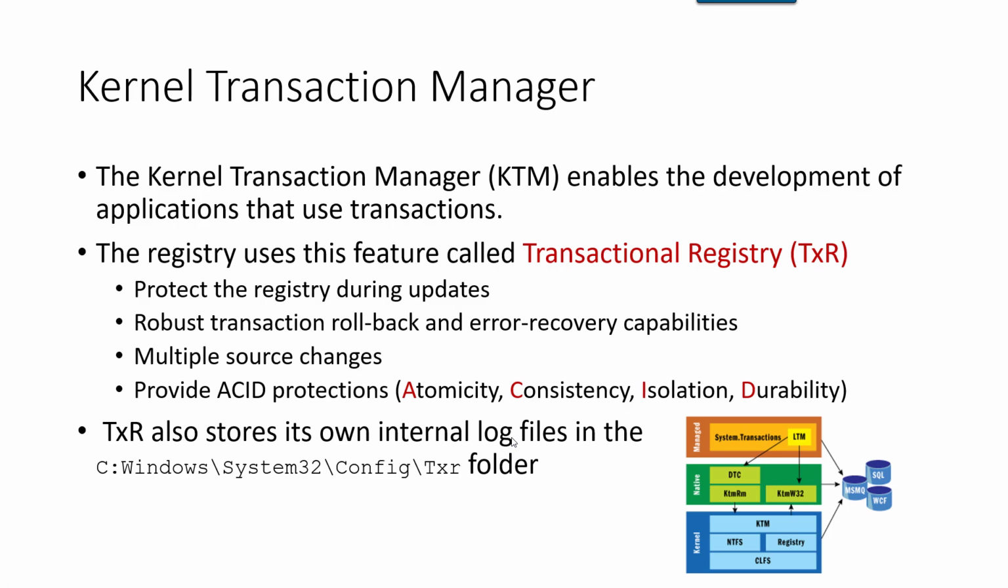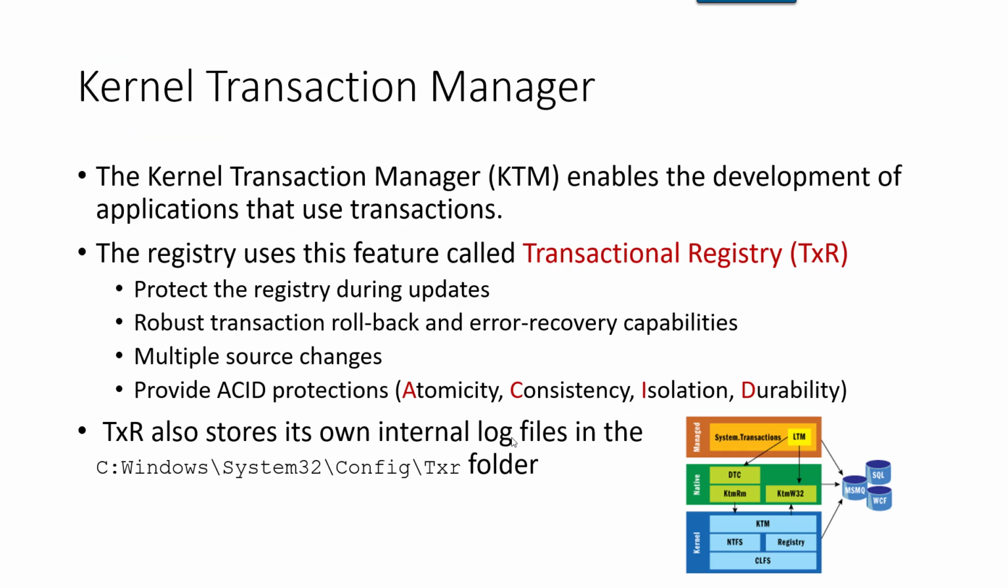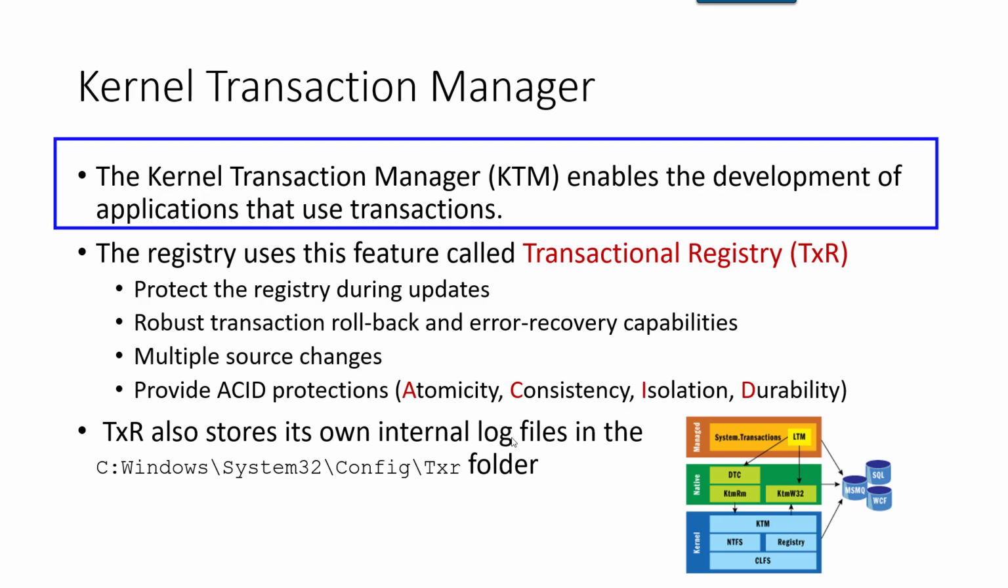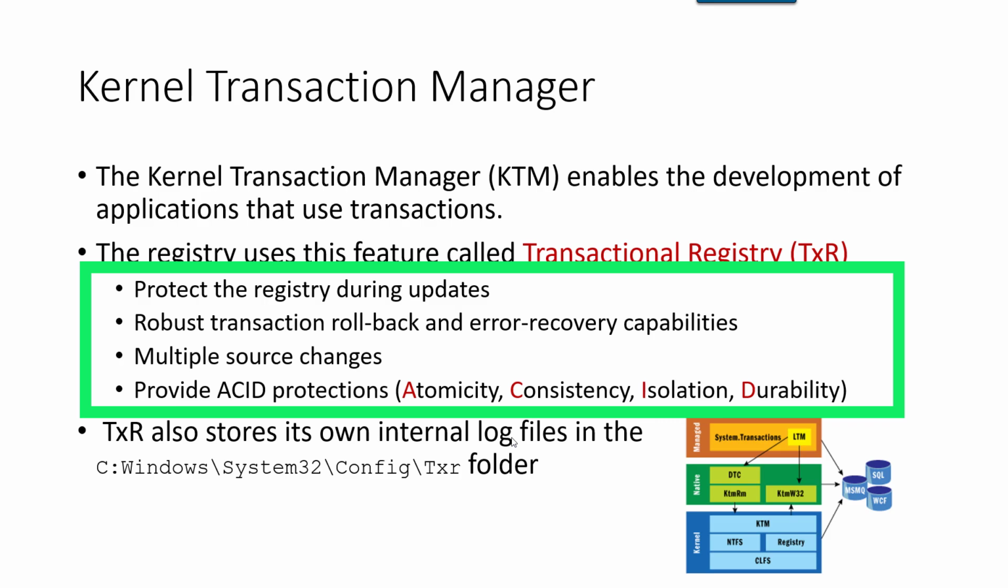The Windows Registry was a database and it was forever getting corrupted. Microsoft was taking some real heat because of this problem. It just wasn't consistent. With the advent of Vista, Microsoft introduced the Kernel Transaction Manager. This set the stage, or the platform, that allowed Microsoft to begin to take many things like NTFS and the registry and apply this transactional manager feature to these critical elements. So now the registry is protected during updates. It has robust transaction rollback and error recovery capabilities. It is protected from multiple source changes and it gives it all of the database ACID protections, which are known as atomicity, consistency, isolation, and durability.